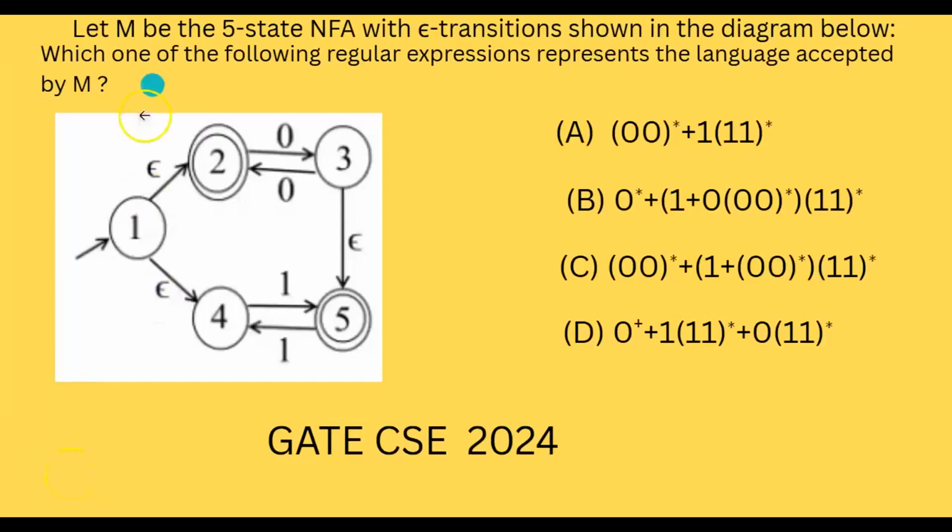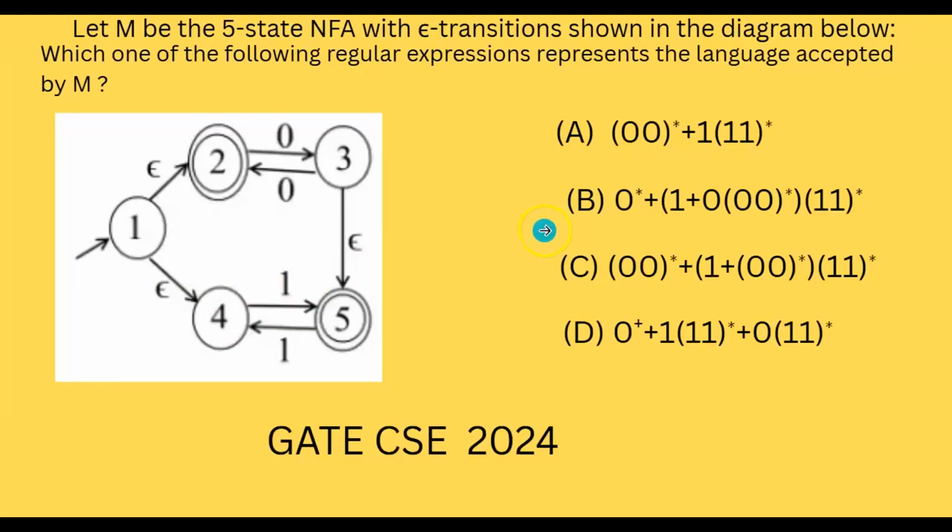Let M be the 5-state NFA with epsilon transitions shown in the diagram below. We already discussed epsilon transition means empty string. Which one of the following regular expressions represents the language accepted by M? The easiest way to find the solution for this problem is eliminating the wrong answers.